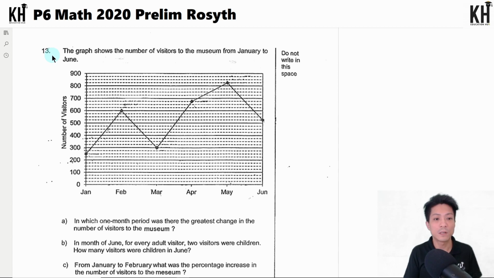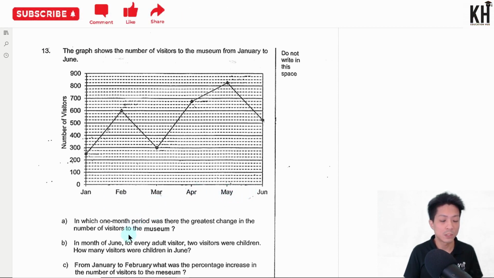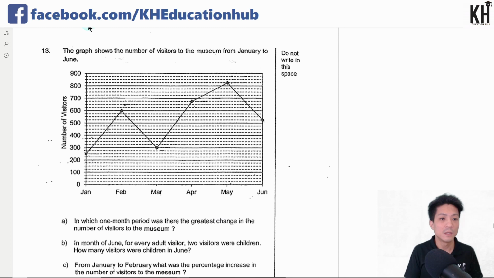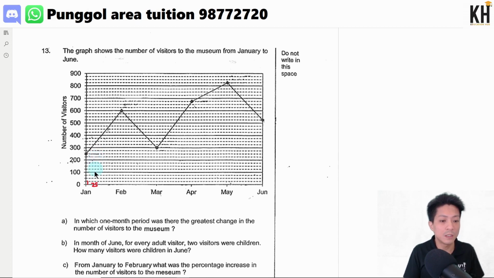Question 13. The graph shows the number of visitors to the museum from Jan to June: Jan, Feb, March, April, May, June. Part A: in which 1 month period was there the greatest change in the number of visitors to the museum? Let's write down the number of visitors first. There are 4 gaps, so each gap is 25, right? So for Jan there is 250.